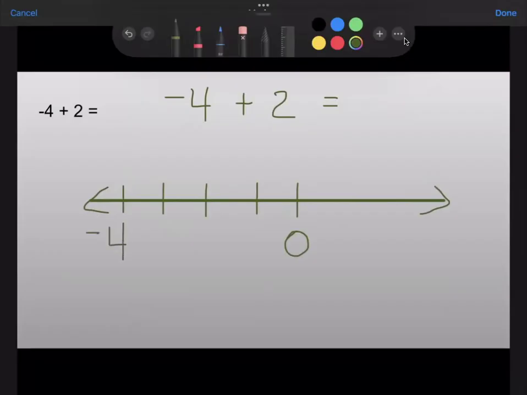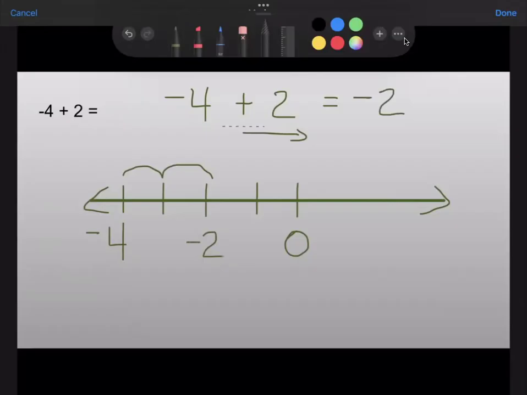If we're going to add 2, that means we're going to go this way for 2 jumps. So we're going to go 1, 2 jumps. Well, it looks like the number we landed on was -2. So if we start at -4 and we go forward 2 jumps, we land on -2. So there's another way to get that answer.